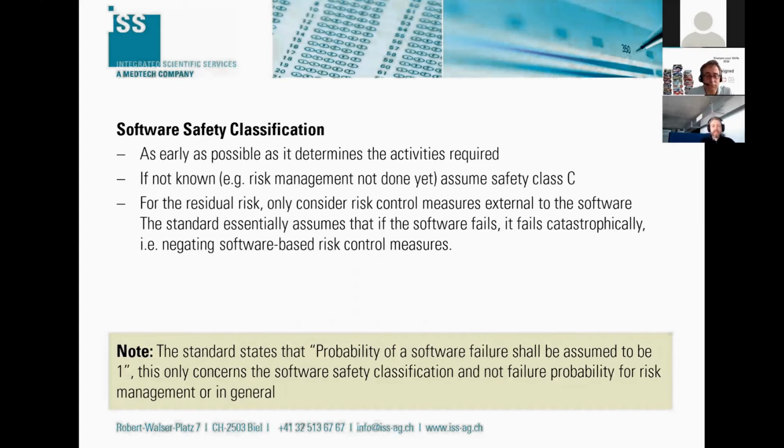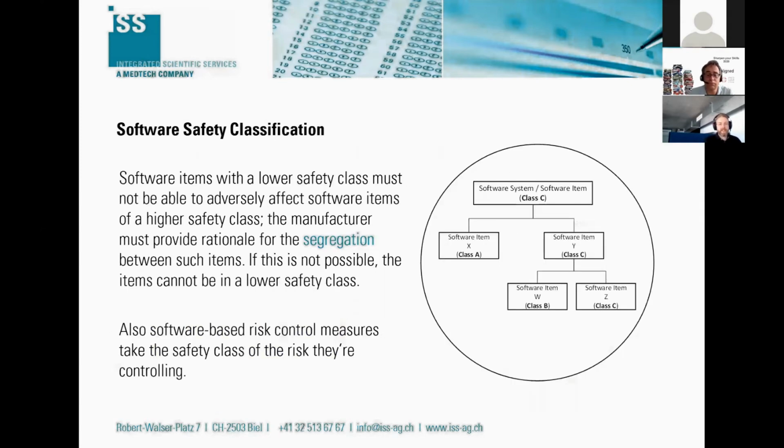There's also a thing that often leads to question and confusion, because for this classification, the standard states that the probability of a software failure shall be assumed to be 1. This sentence only concerns software classification. It doesn't have anything to do with the rest of the risk management or general probability of failure. But it's something that's asked quite often.